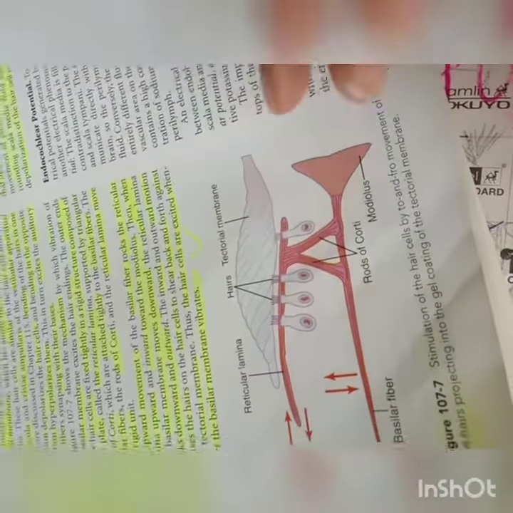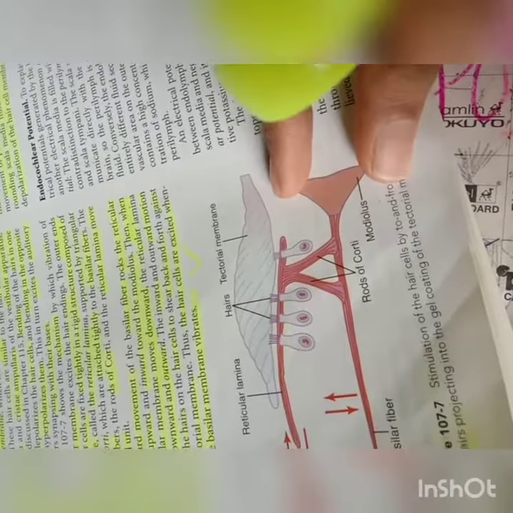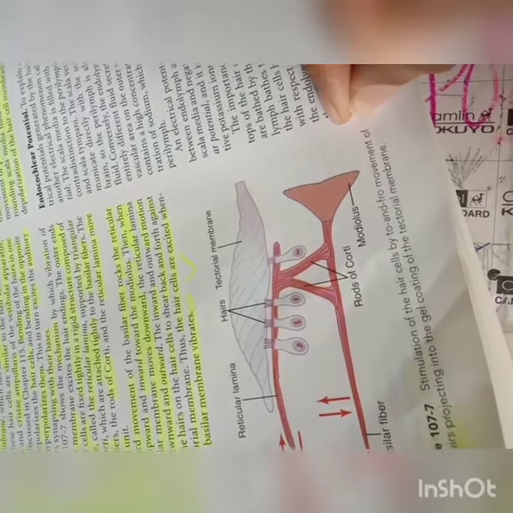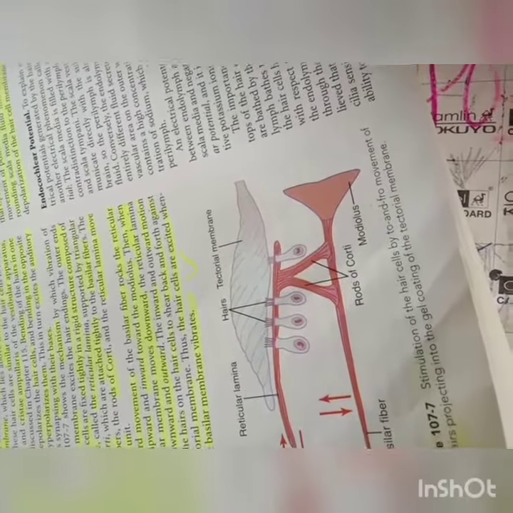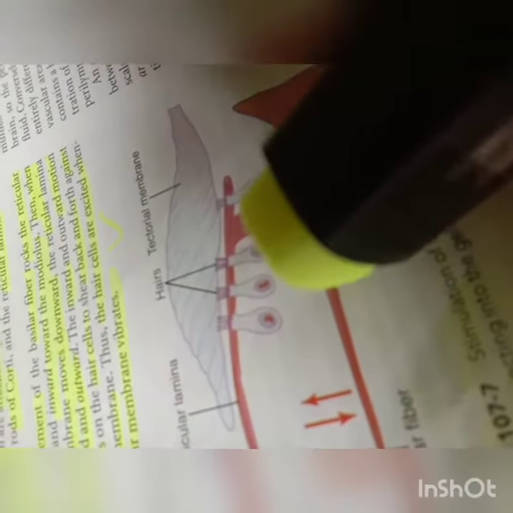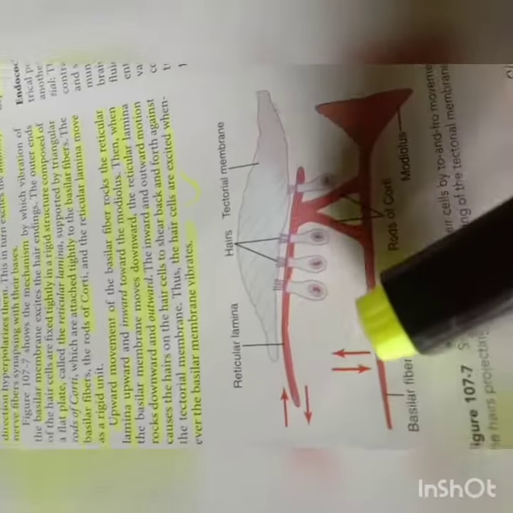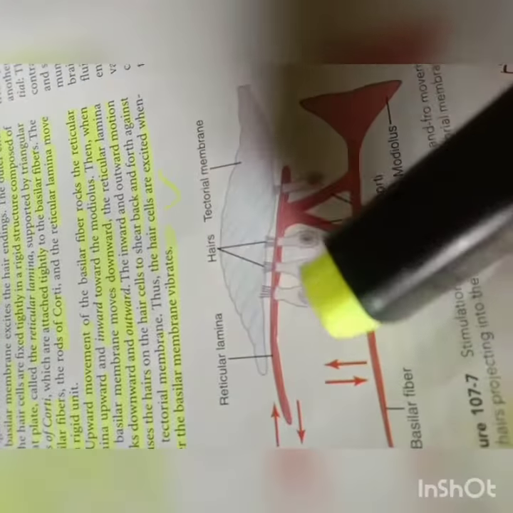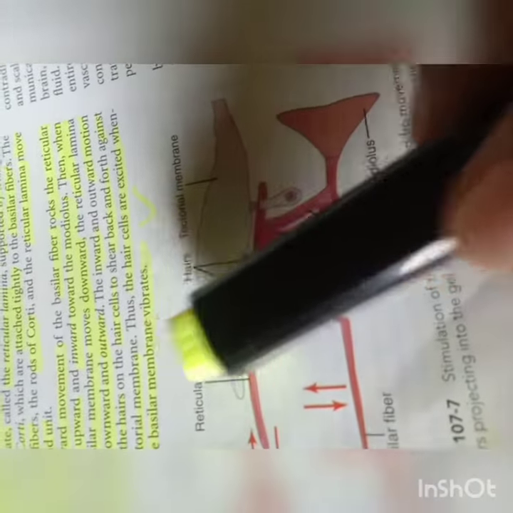So this leads to the movement that finally enters into the modiolus, the central part, from where the spiral ganglion, and next the cochlear nuclei, reaching up to the upper medulla. So the basilar membrane moves upward, leading to a rocking movement, which causes the reticular lamina also to move upward. Because the basilar fiber is moving upward, the reticular lamina moves upward too.